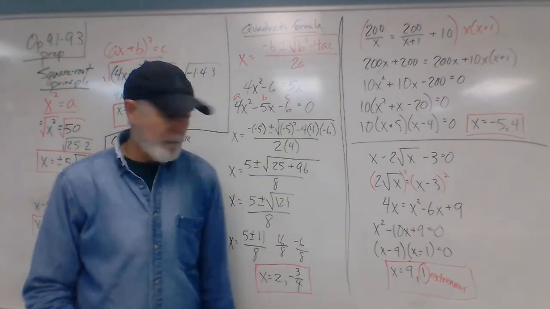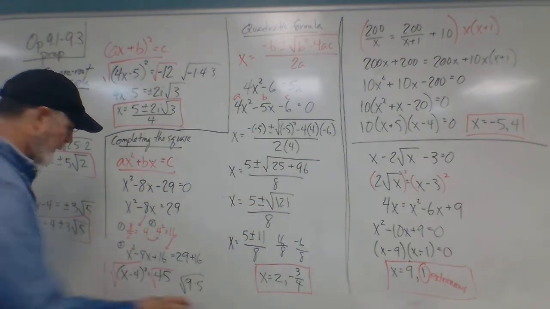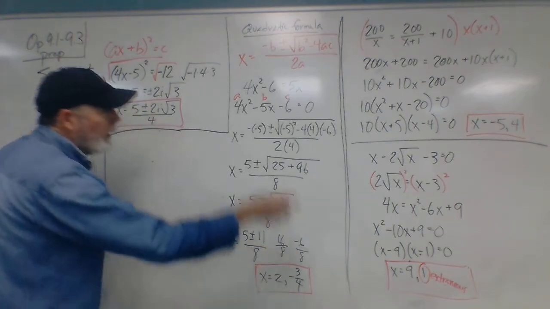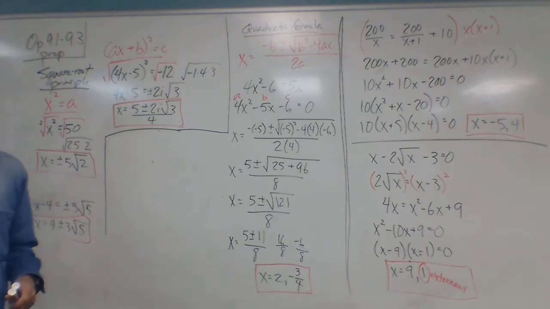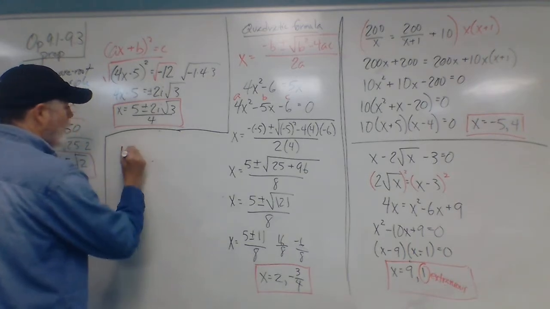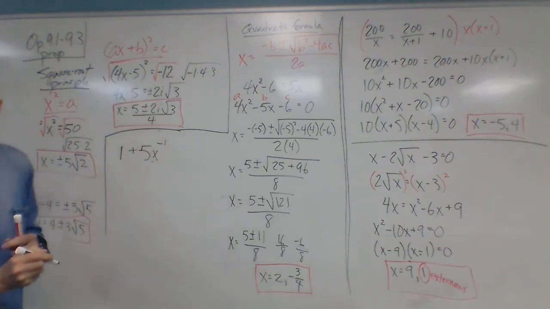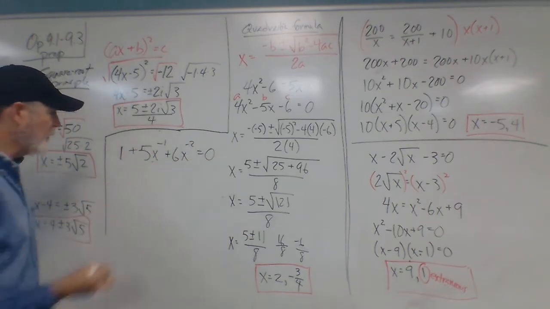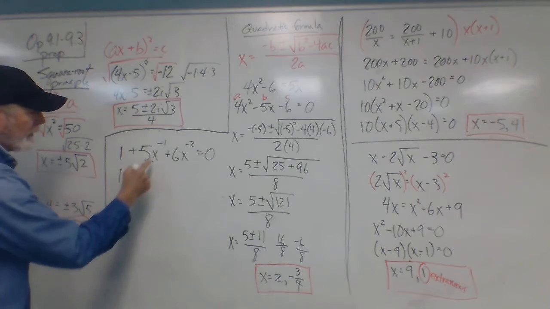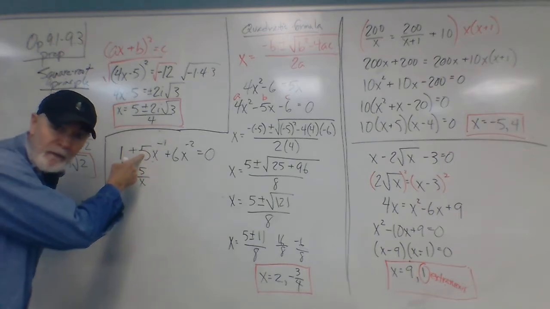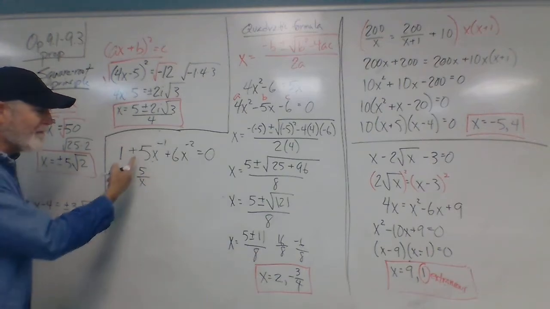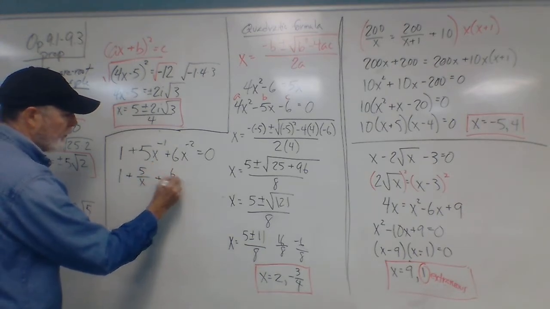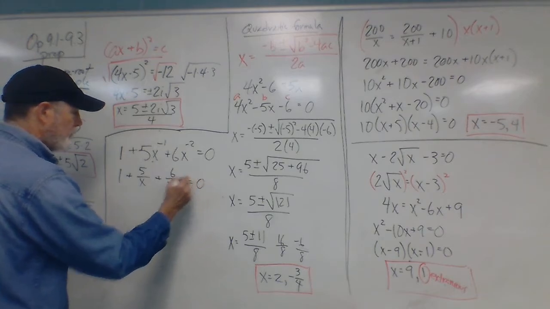What if I have negative exponents? So let's come back over here, and I'm going to give myself a little bit of room right here. Let's say that I have the following problem: 1 plus 5x to the negative first plus 6x to the negative 2 equals 0. If I have that, let's get rid of the negative exponents first. So I'd have 1 plus 5 over x. Remember, this exponent has nothing to do with 5. X is being raised to the negative 1 power, not 5. If there were parentheses there, that would be a different thing, but there are not. Same thing here. So this would be 6 over x squared equals 0.